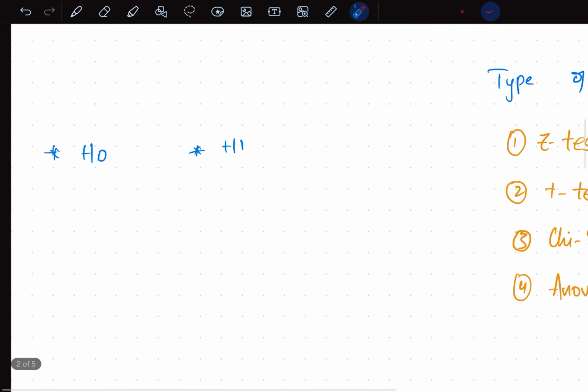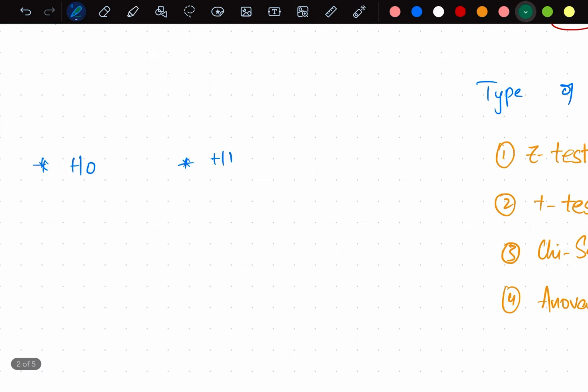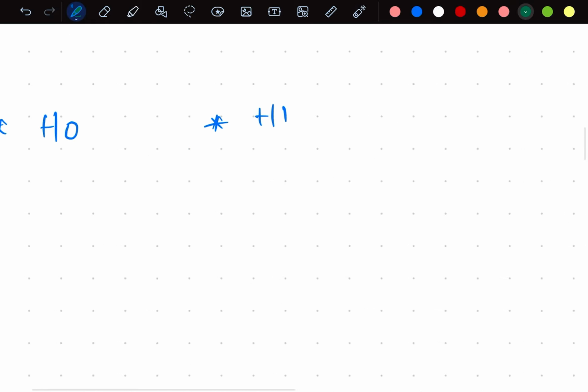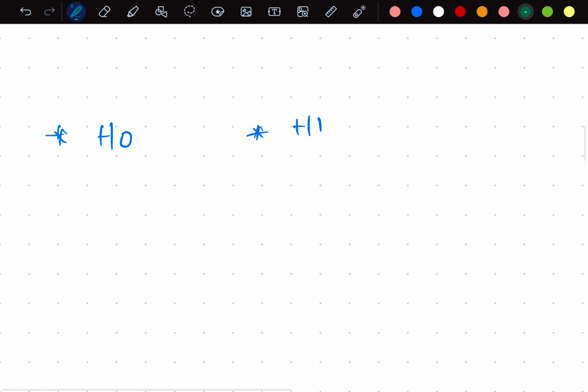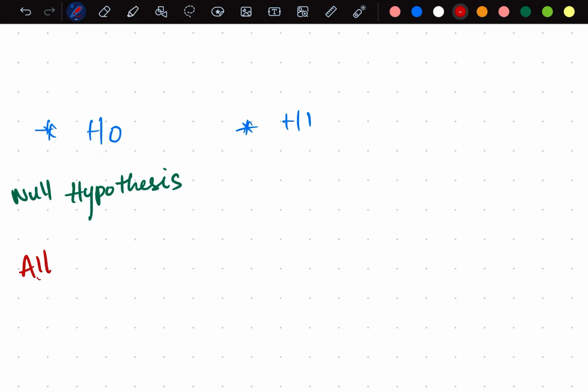Before going anywhere, there are two terms that we need to know. One is the null hypothesis, and the other one is the alternative hypothesis. These are the two terminologies that we need to know.